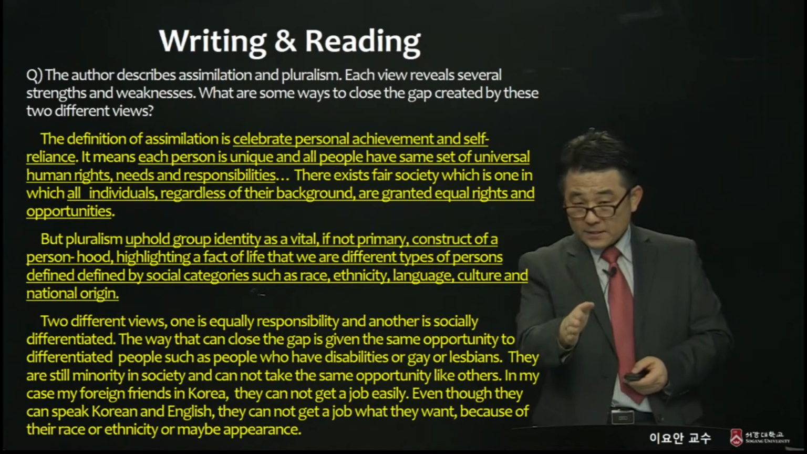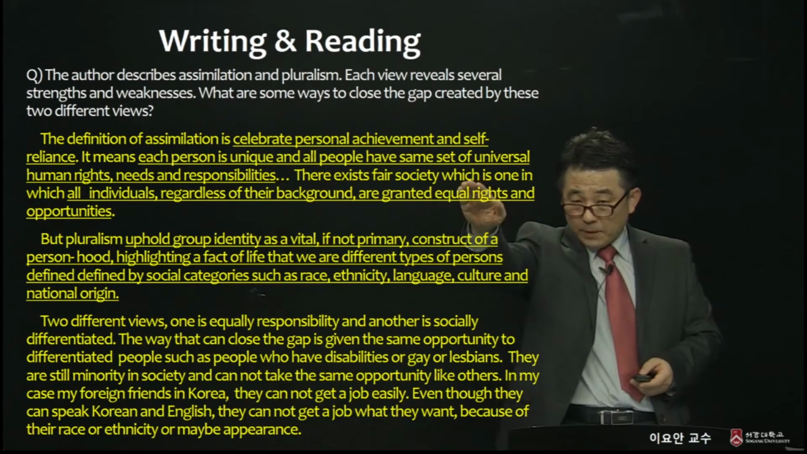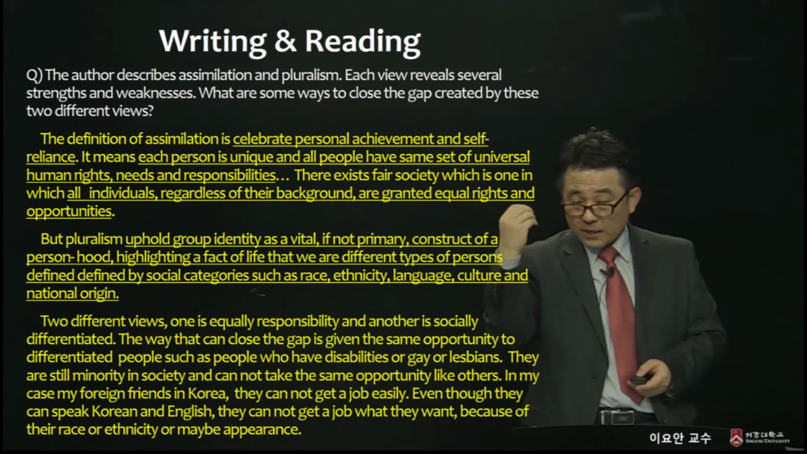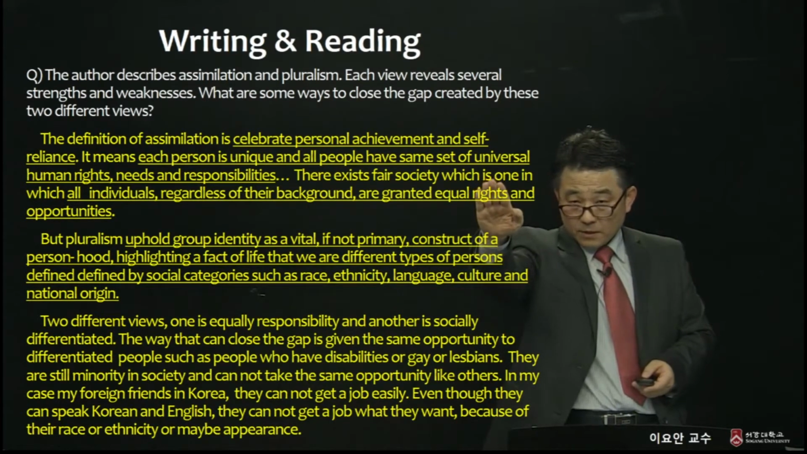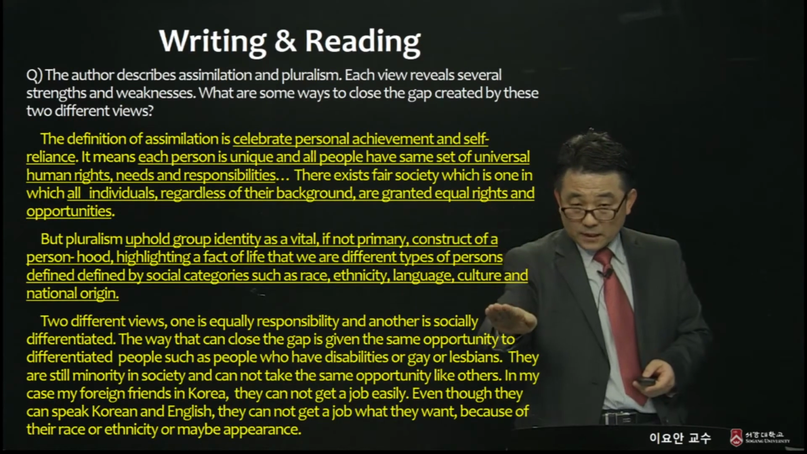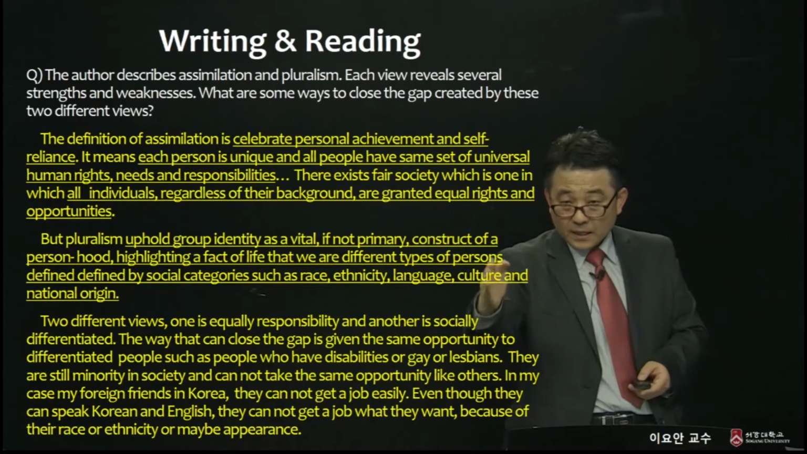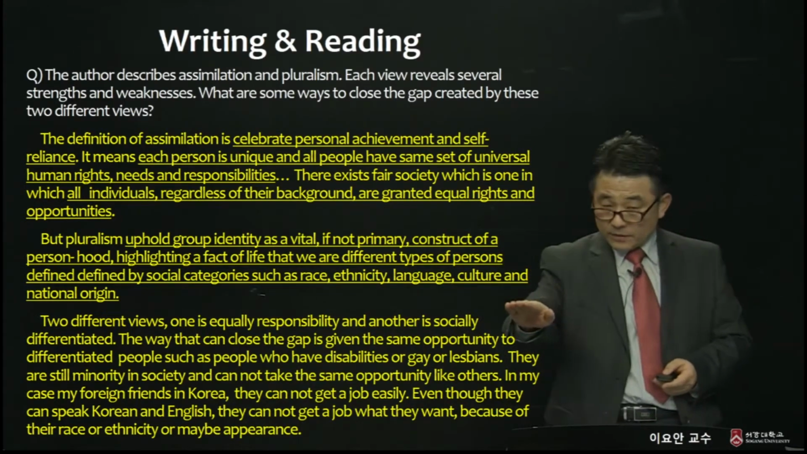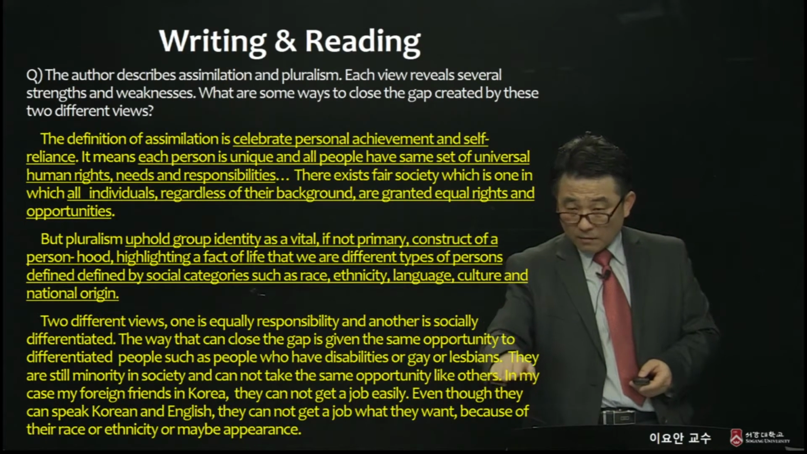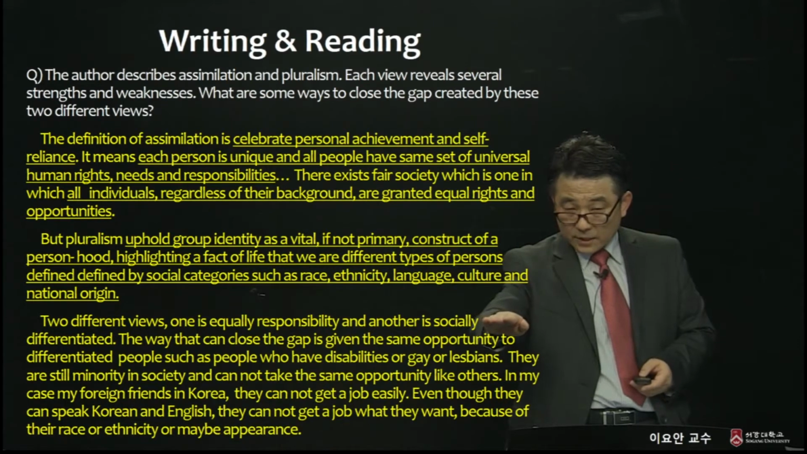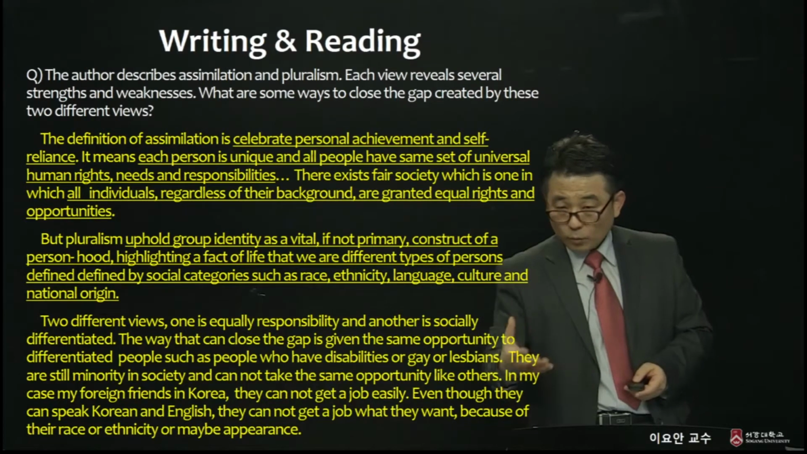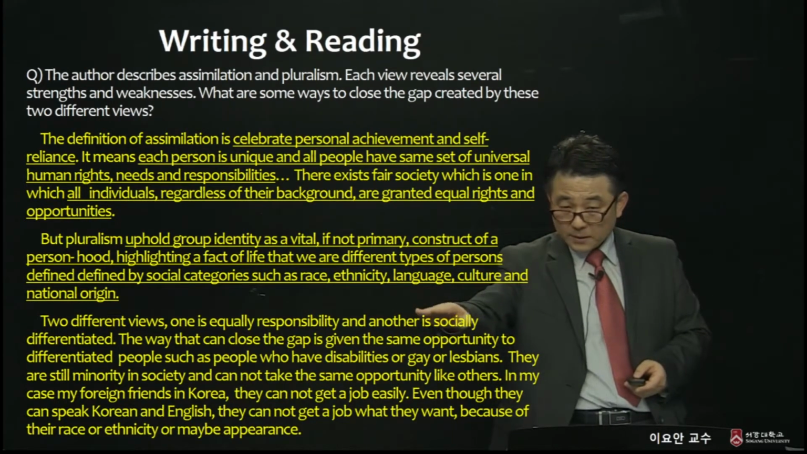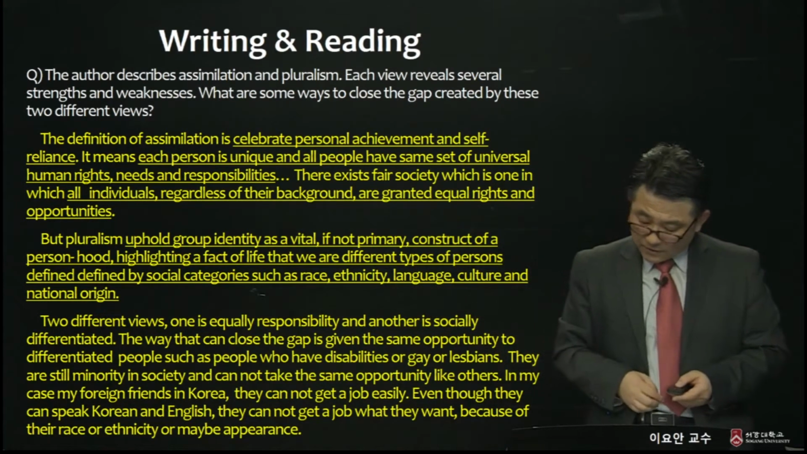But if you look at this text very closely, the copied passage is also trying to define each theory. This first paragraph was about defining assimilationism, the first theory. The second paragraph is about defining the second theory. And then even the third paragraph, the first sentence, is trying to define each theory in the author's own words. So one is equal responsibility, another is socially differentiated.